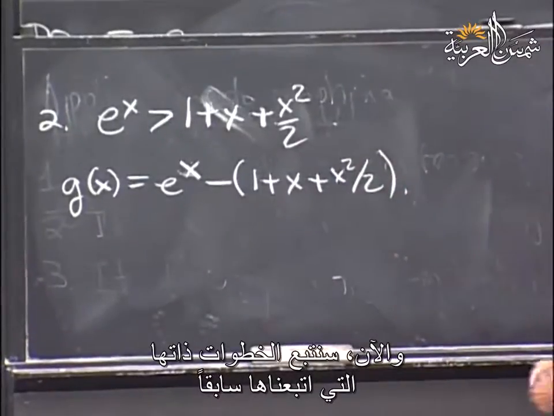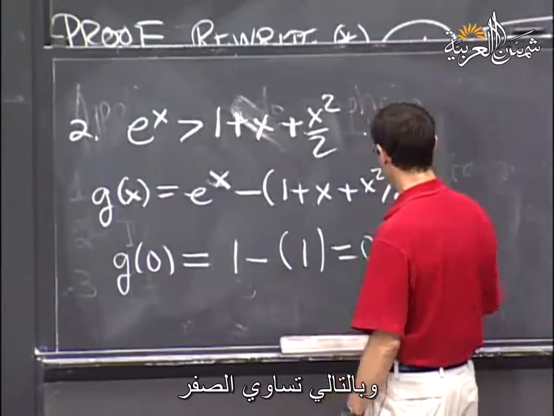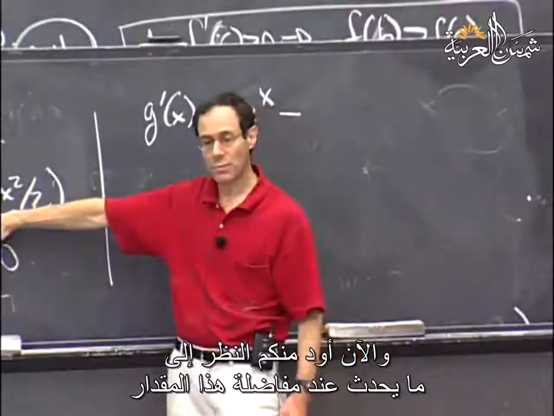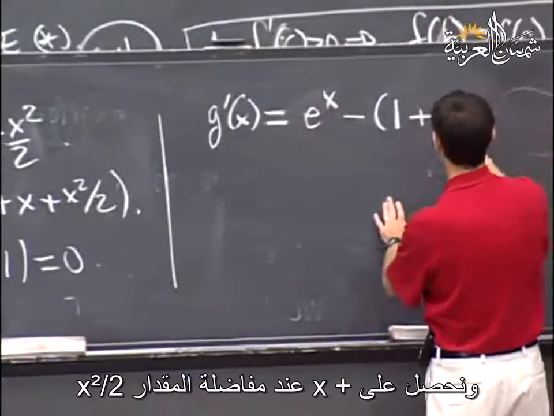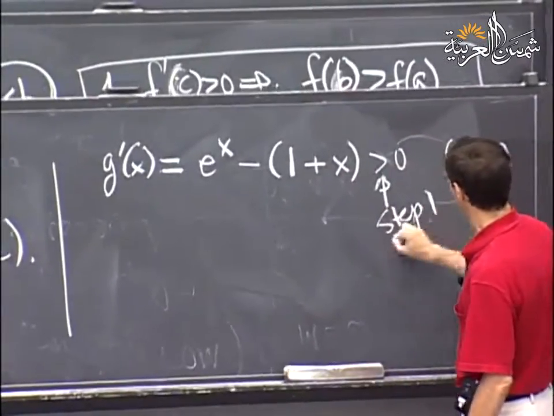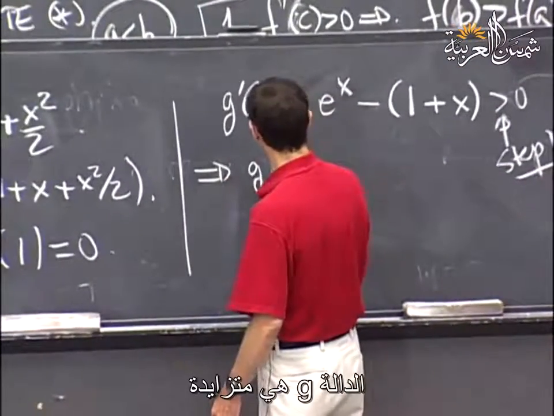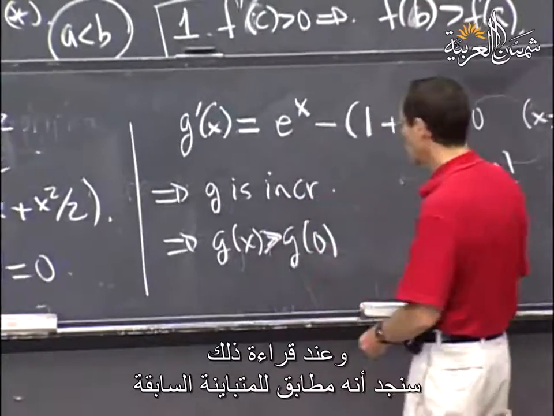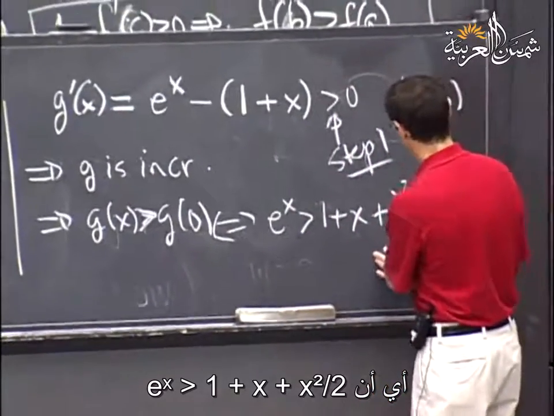And now I'm just going to do exactly the same thing I did before, which is I get started with g of 0, which is 1 minus 1, which is 0. And g prime of x is e to the x minus, now look at what happens when I differentiate this. The 1 goes away, the x gives me a 1, and the x squared over 2 gives me a plus x. And this one is positive for x greater than 0 because of step 1, because of the previous one that I did. All right? So g is increasing, which says that g of x is bigger than g of 0. And if you just read that off, it's exactly the same as our inequality here. e to the x bigger than 1 plus x squared over 2.